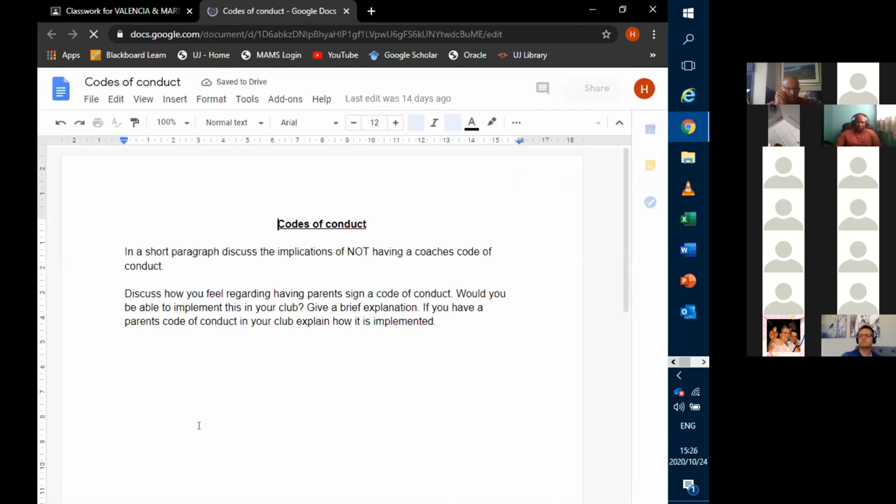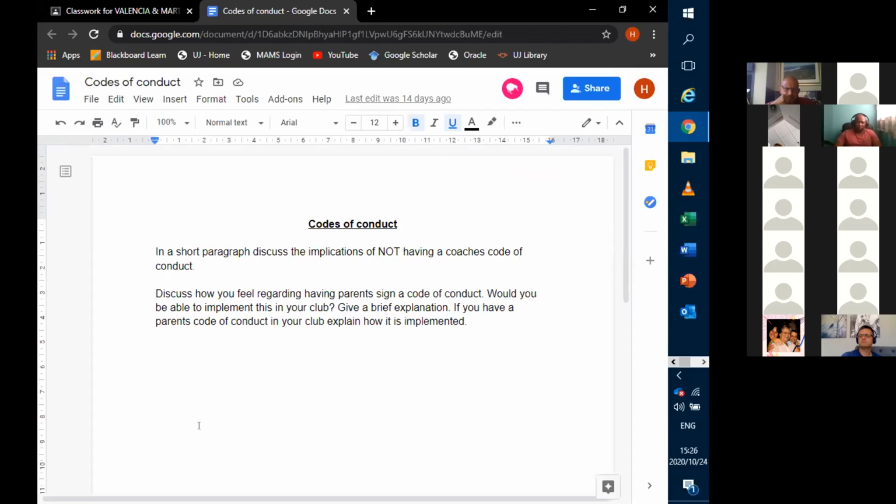Please, here is also part of your assignment. In a short paragraph, discuss the implication of not having a coach's code of conduct. Discuss how you feel regarding having parents sign a code of conduct. People can differ, but tell us how you feel about it.